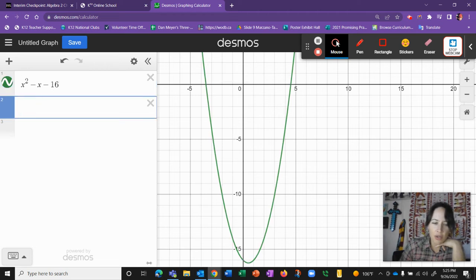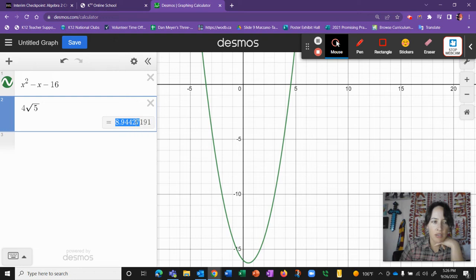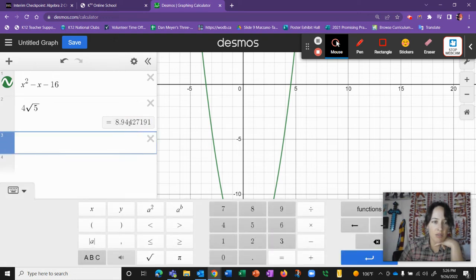Okay, I'm trying to do the quadratic formula in my head. That just doesn't work. But notice if you got something like 4 root 5, it'll tell you what it's equal to. So you can type in your answer. It'll spit out what it's equal to.